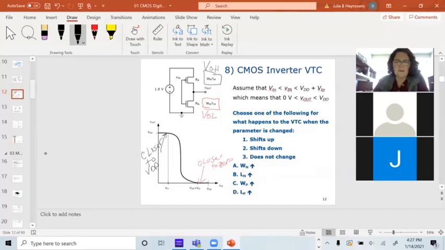I can make the NMOS bigger, have a bigger W over L, and I get better performance when the output is low. I can make the PMOS transistor bigger to give it better performance when the output is high. That's basically all I was trying to say with that. That's the point I'm trying to get across.